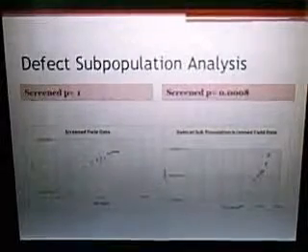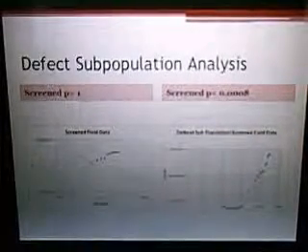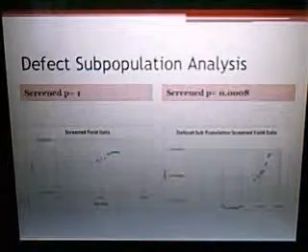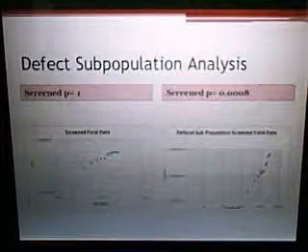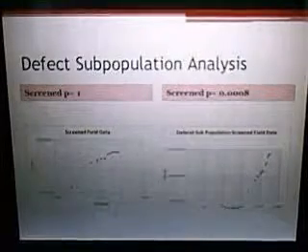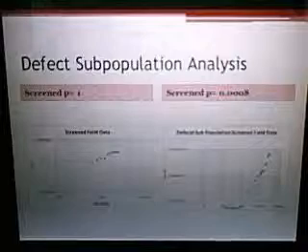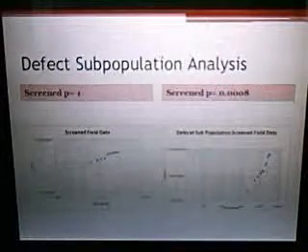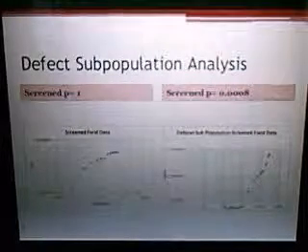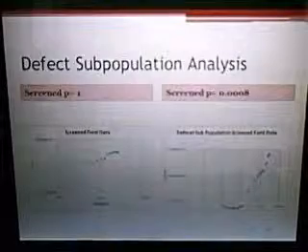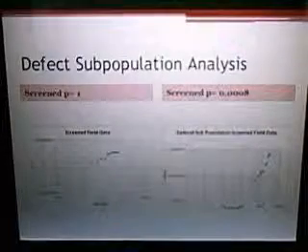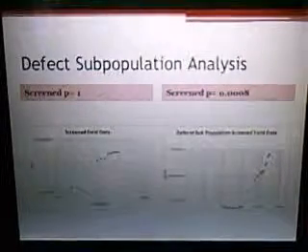We conducted a similar graphical analysis on the screened population with p equal to 1 and p equal to 0.008. We can see here on the graph on the left that with p equal to 1 we have some significant curvature to the graph, again suggesting that a defect subpopulation does exist. Furthermore, we found that when we replotted the data with p equal to 0.0008, the data becomes much more linear than that with p equal to 1. Again, strongly suggesting that a defect subpopulation does exist.